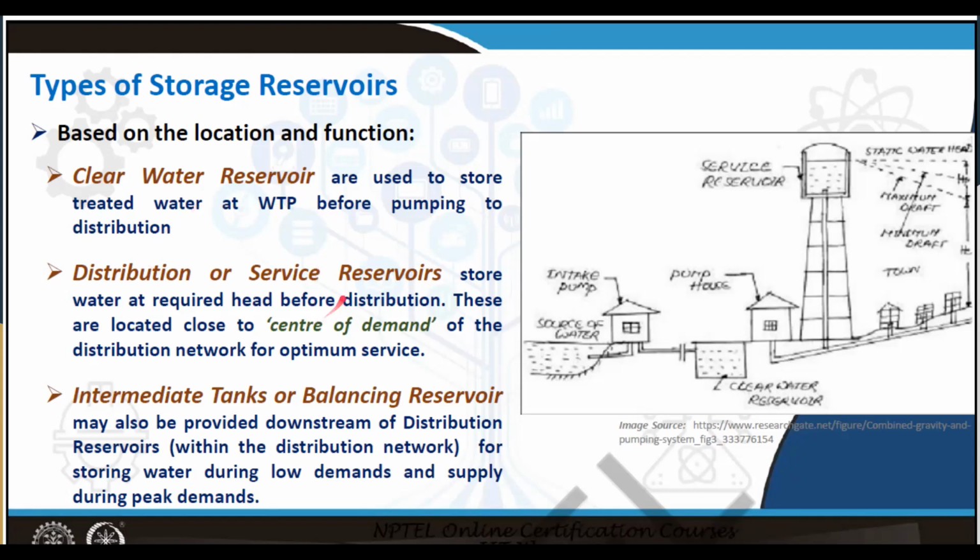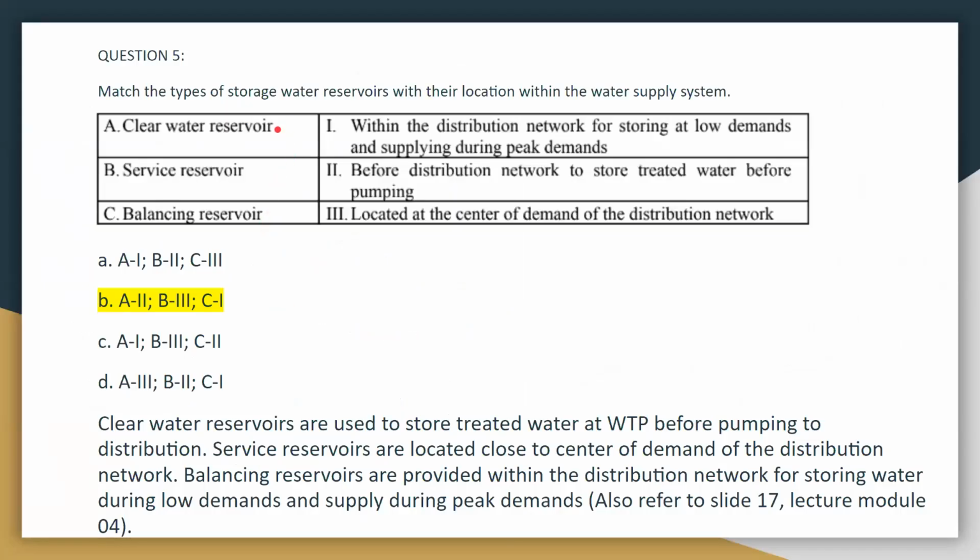So in our question here, A, the clear water reservoir is located before the distribution network to store treated water before pumping. B, the service reservoir is located at the center of the distribution, and C, the balancing reservoir is within the distribution network for storing water at low demands and supplying during peak demand. So it will become A2, B3 and C1, which is option D. I hope this answer is clear to all of you. You can refer to slide 17 and the diagram, which will be particularly helpful in remembering where these reservoirs are located.